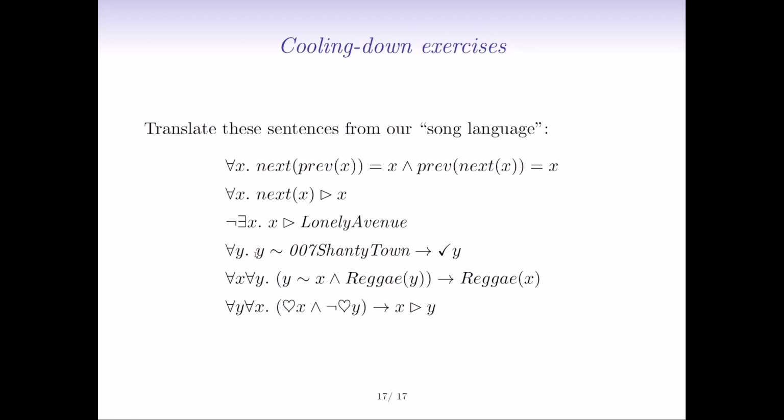For all y, if y tilde 007 Shantytown, then tick y. Now remember that twiddle, I'd said, means similar to. 007 Shantytown means that song, 007 Shantytown, and tick means I like the song. So for all y, if y is similar to 007 Shantytown, then I like y. In other words, a less clumsy way of putting this in English is, I like all the songs that are similar to 007 Shantytown. So I think it would be interesting for you to think, just as a little exercise, about how to translate the other ones here.